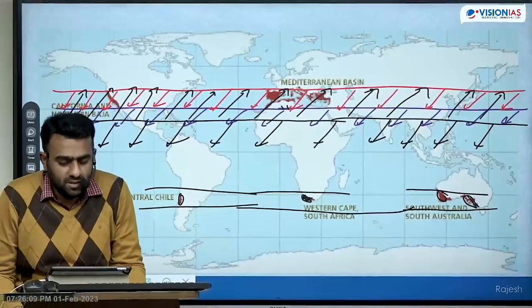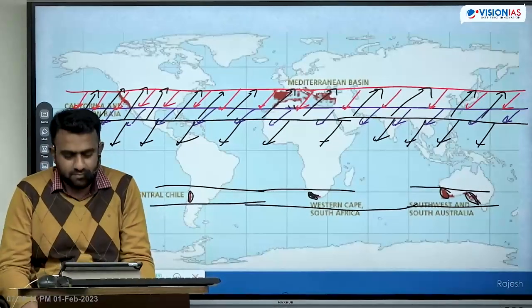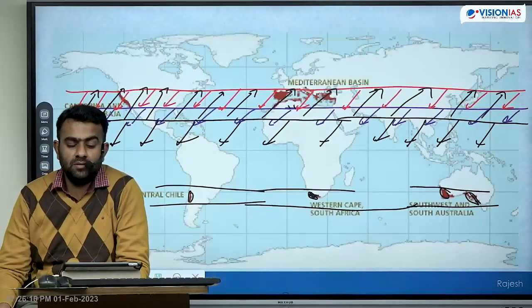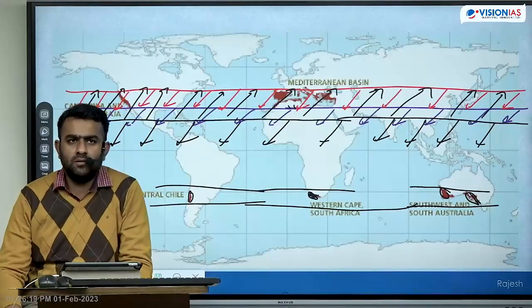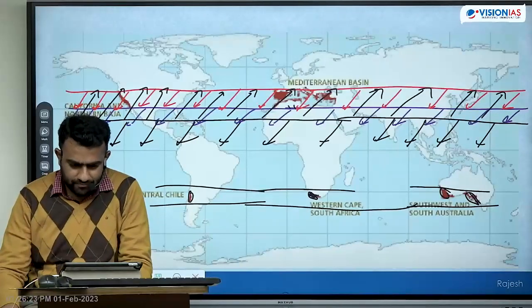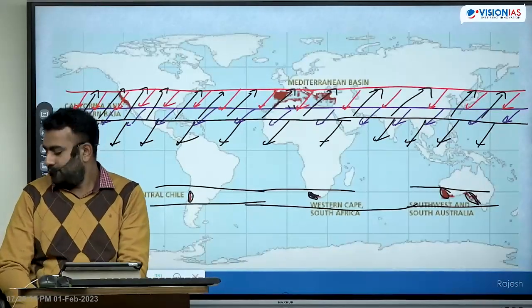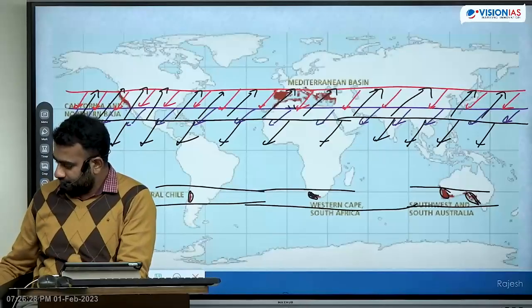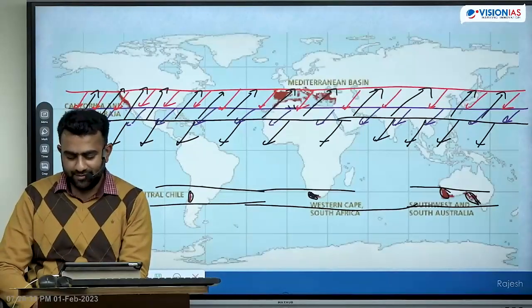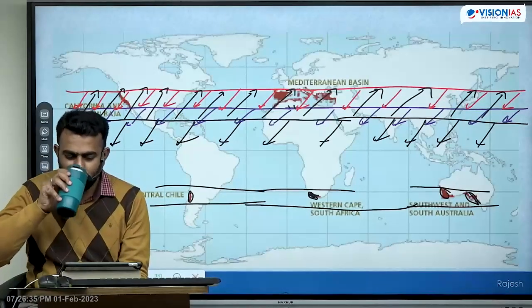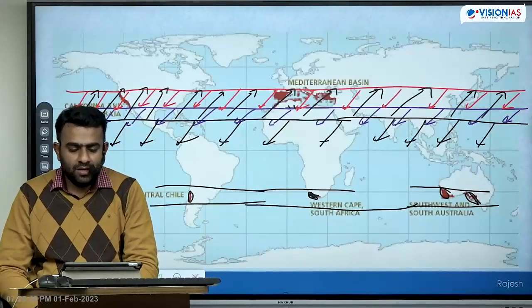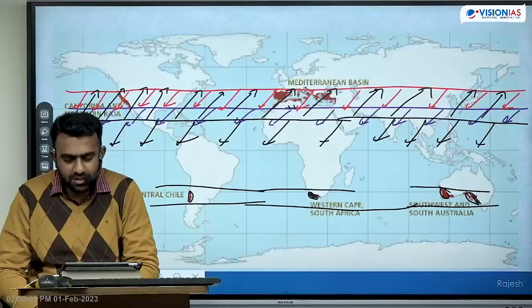In summers, ITCZ shifts northward, bringing offshore trade winds with no precipitation.